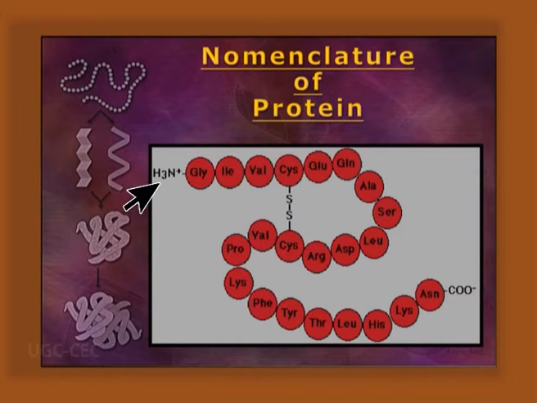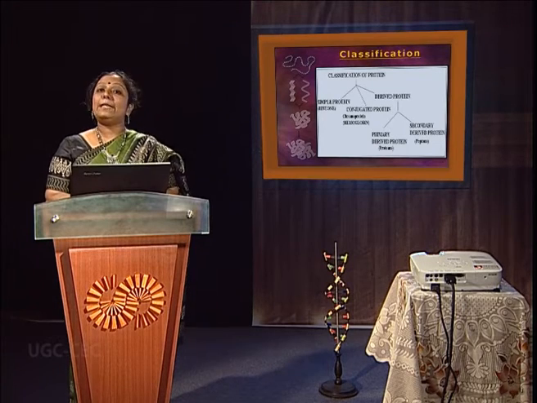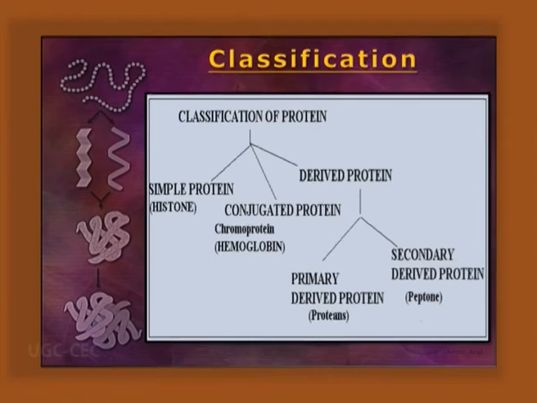The nomenclature of the protein starts from the N-terminal end and ends towards the C-terminal end. Here at N-terminal end, gly-1. So, glycine is there, it will be named as gly-1. Classification. Simple proteins contain only protein part like histone, but the conjugated protein like hemoglobin, a chromoprotein, along with the protein part, some conjugated prosthetic group is present. And derived proteins are derived from the coagulation, denaturation of the mother protein. Primary derived protein is proteans as well as secondary derived protein is peptone.